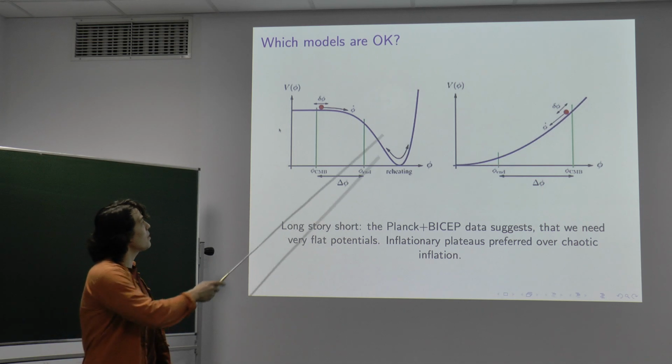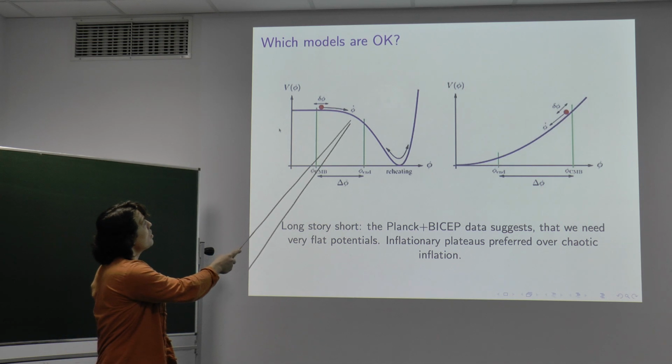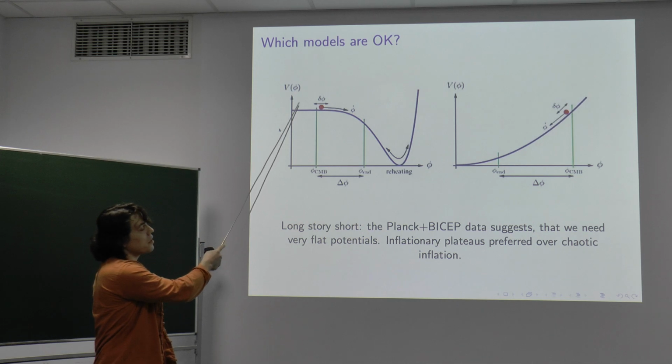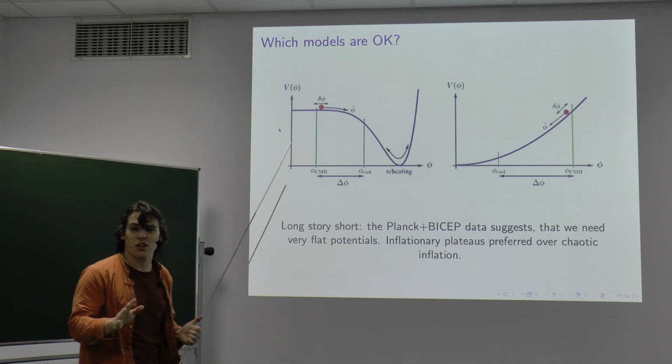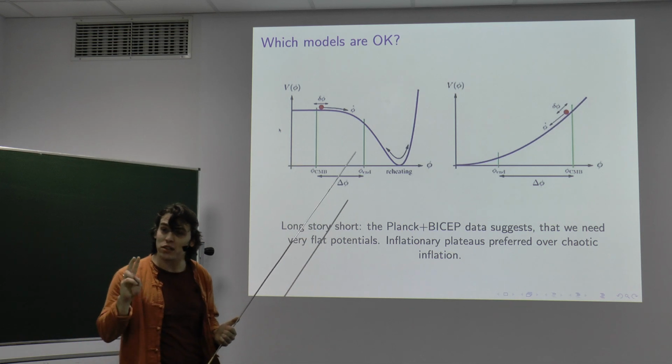If your potential is flat, let's say that your field is rolling on your potential, then the kinetic term will be quite naturally small, yeah? So you want to mimic the cosmological constant with your potential. There are two ways of doing that.